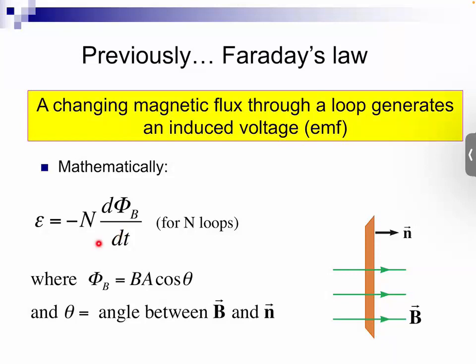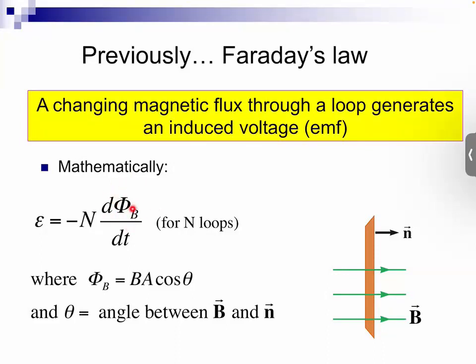So mathematically, we represented Faraday's law in this equation. If you have a changing magnetic flux, right, then that creates a voltage through a loop. And if your loop has n turns, then the voltage is created in each of the turns. So we multiply the change in flux by the number of loops or number of turns.